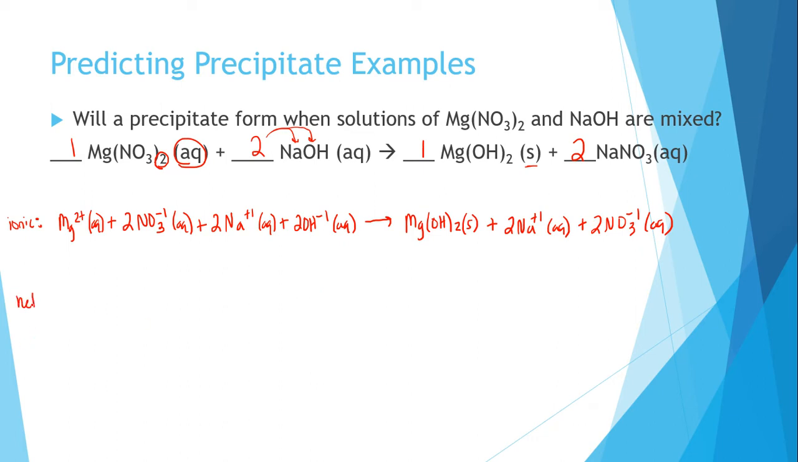Then we have to get our net ionic. In order to get your net ionic, you cross out anything that is the same on both sides. So here I have 2 NO3s, so both of those can cross out. I have 2 Nas, so both those can cross out. Then you write out everything that you did not cross out to get your net. So Mg2+ plus 2 OH-1 yields Mg(OH)2 as a solid. So that's how you finish that one out.